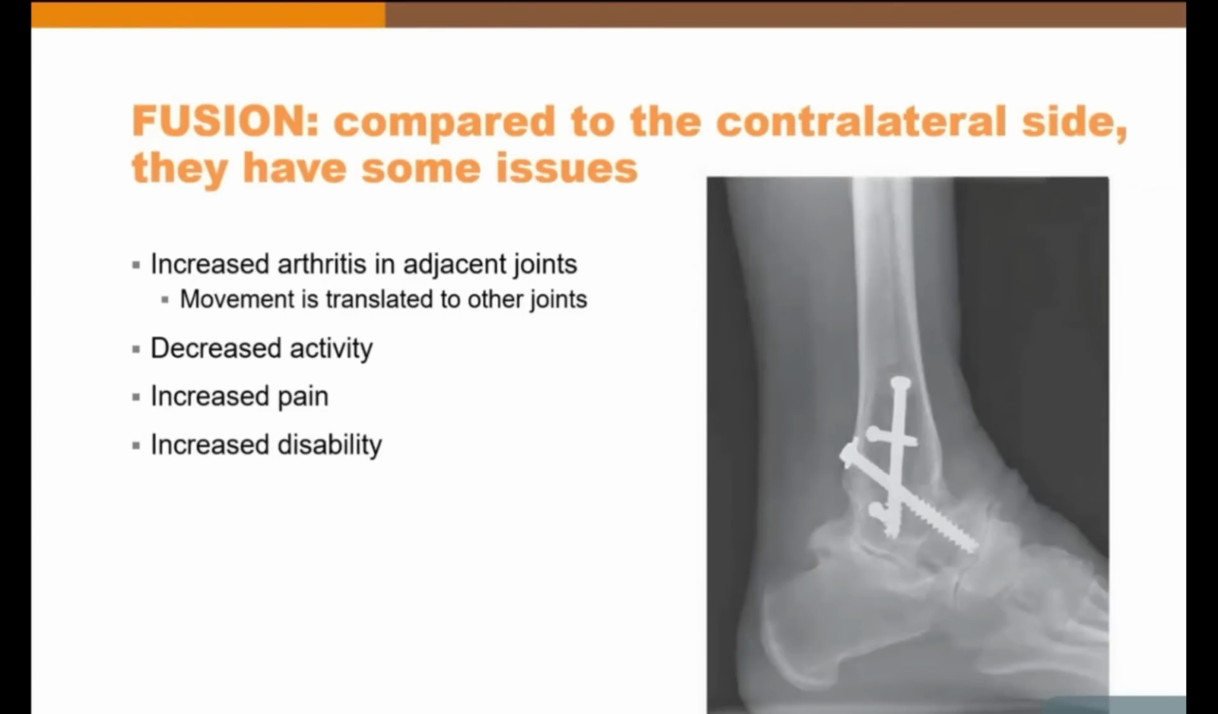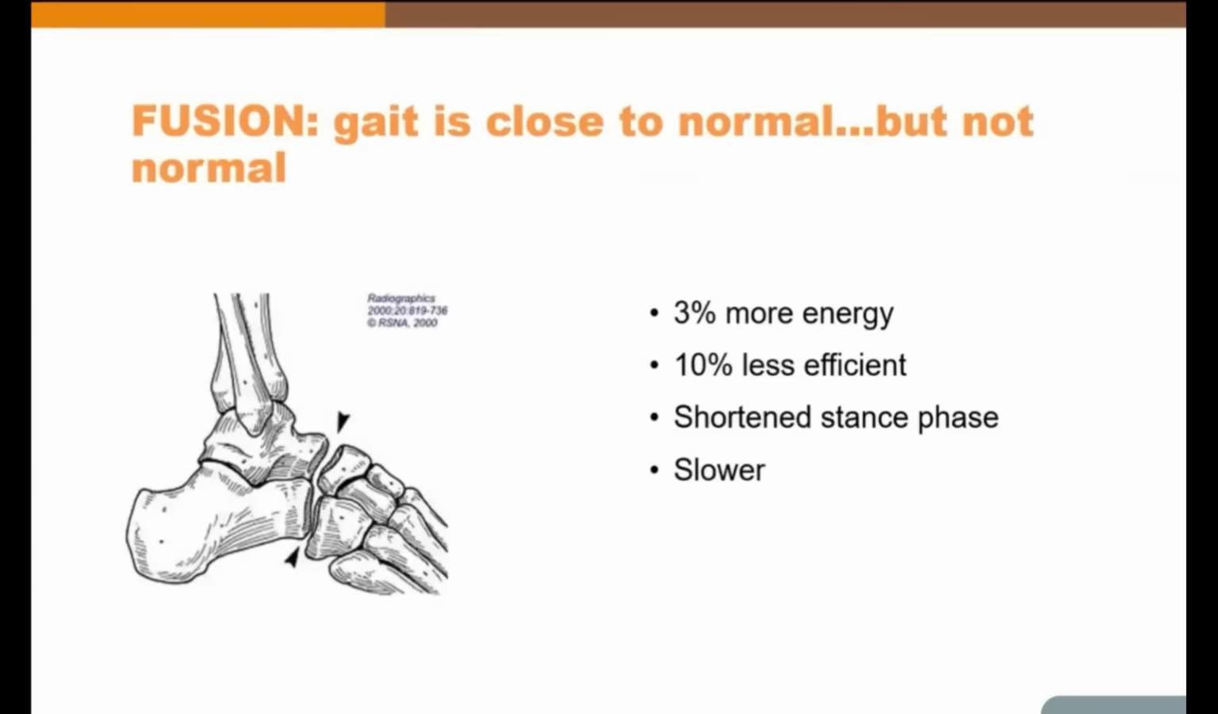Patients in the study also had decreased activity, increased pain, and increased disability of their fused ankle side when compared to the contralateral side. Their gait can be close to normal, so I tell patients that if they have a successful ankle fusion in the position we want it to be in, and they wear rocker bottom shoes or other proper footwear, people may not know they've had anything done when they walk down the street.